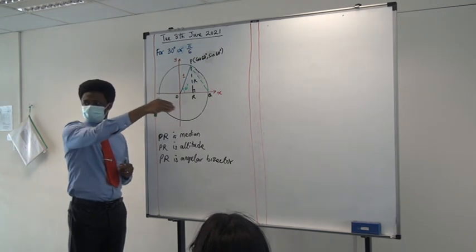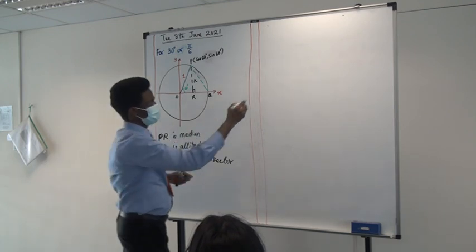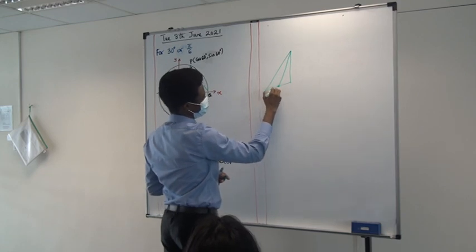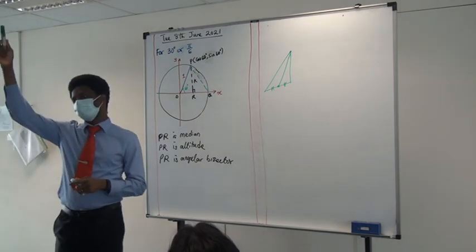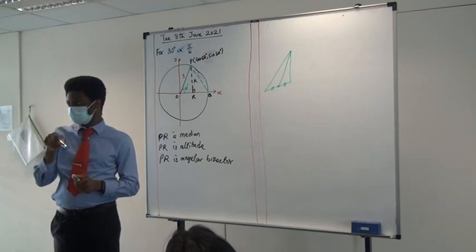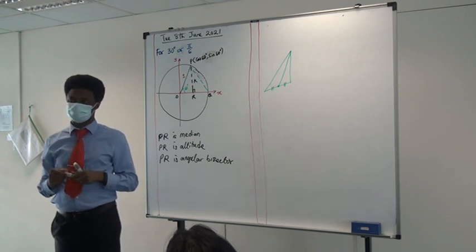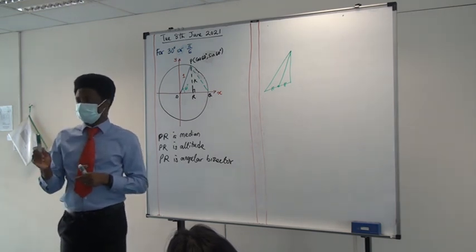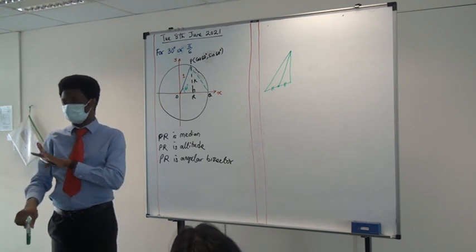A median is a line which, when drawn from the vertex, meets the other side facing it at the center. If you have a triangle like this, your median could go this way. That line is a median. It's drawn from one of the vertices to the side facing it, such that it intersects with that side at exactly the middle. That's a median.